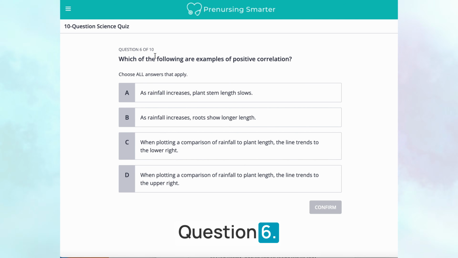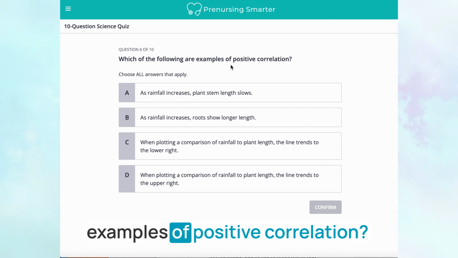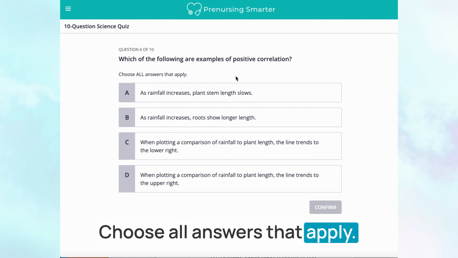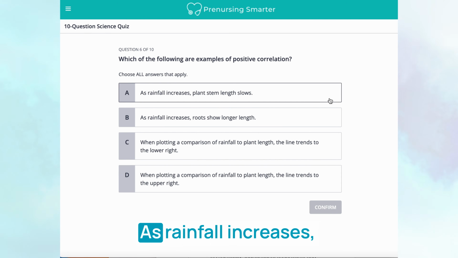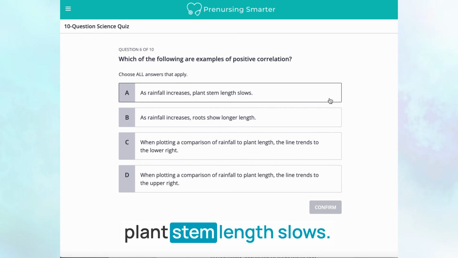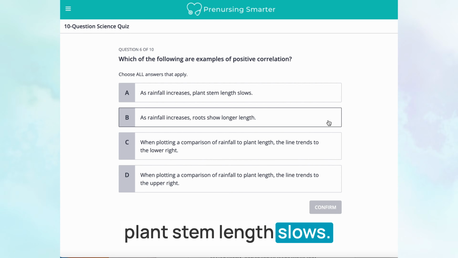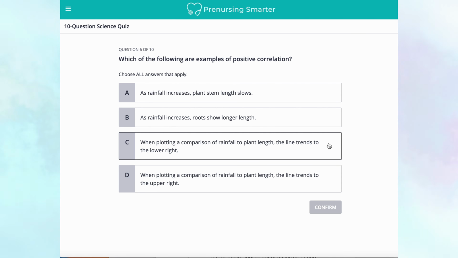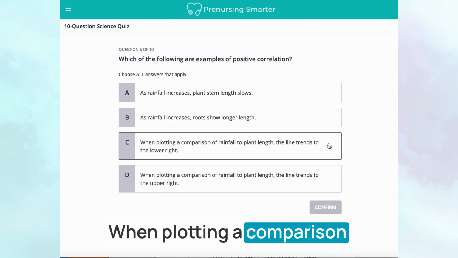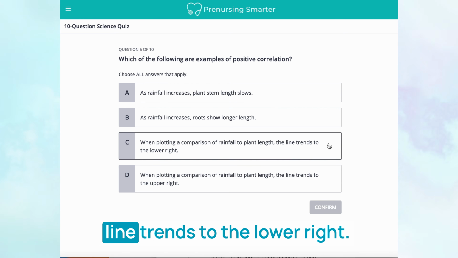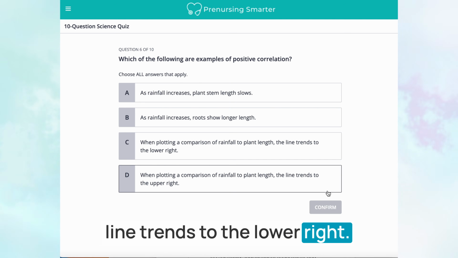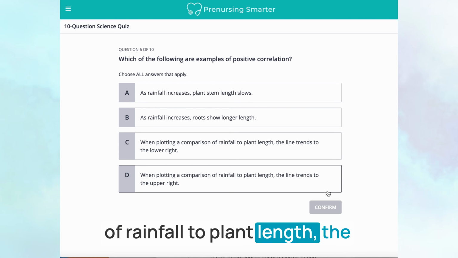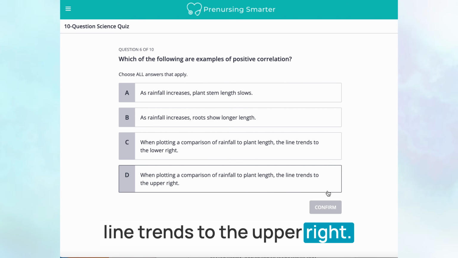Question 6. Which of the following are examples of positive correlation? Choose all answers that apply. A. As rainfall increases, plant stem length slows. B. As rainfall increases, roots show longer length. C. When plotting a comparison to rainfall to plant length, the line trends to the lower right. D. When plotting a comparison of rainfall to plant length, the line trends to the upper right.